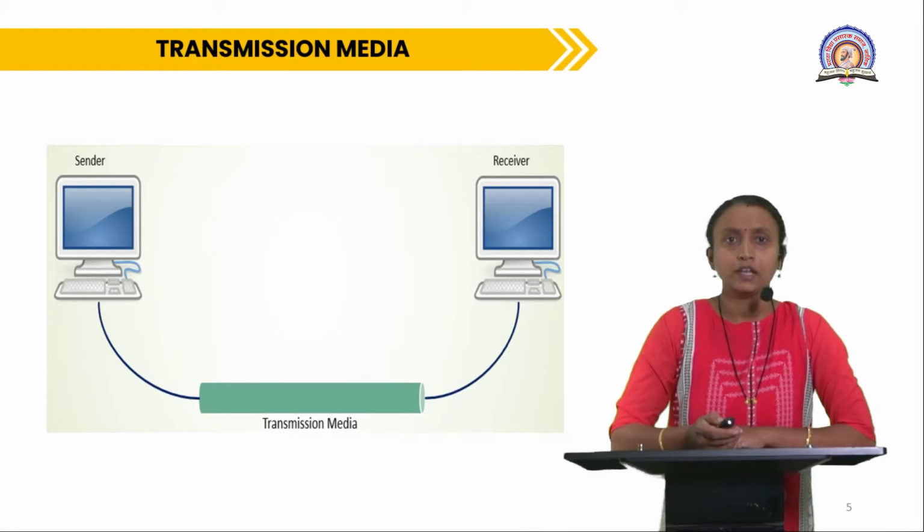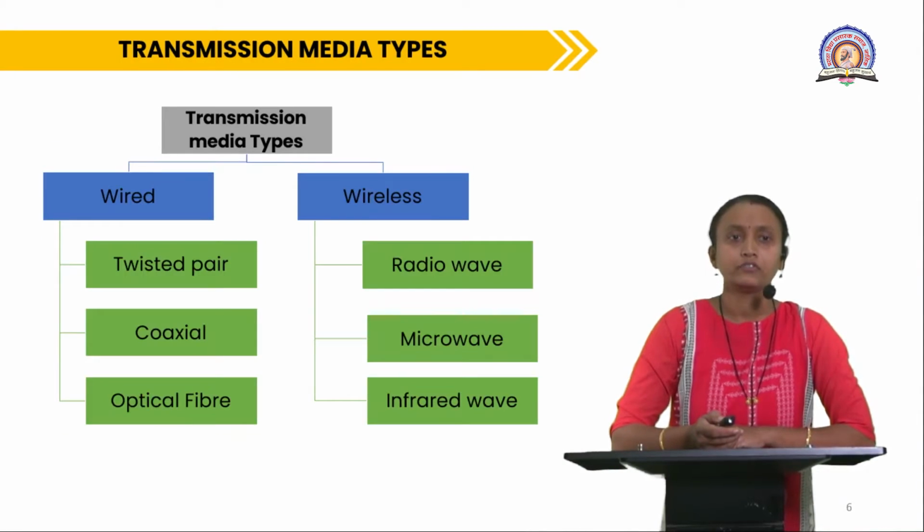The transmission media have different properties, depending on which we can choose any one. The properties can be speed, the cost of installation, and the security provided by that transmission media. Depending on that, the transmission media is mainly divided into two parts. The first part is wired media, also known as bounded media or guided media, and the second one is wireless, also known as unguided media or unbounded media.